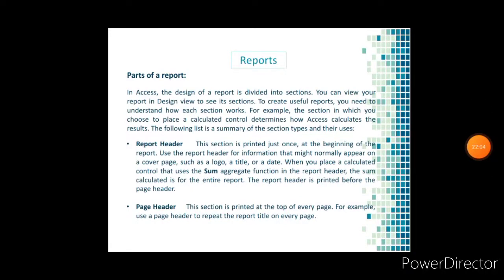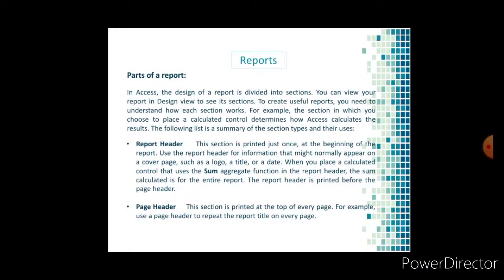Another topic is reports. In MS Access, the design of a report is divided into sections. You can view your report's design to see its sections. To create useful reports, you need to understand how each section works. For example, the section in which you choose to place a calculated control determines how Access calculates the results.